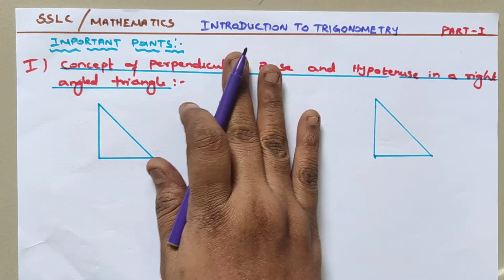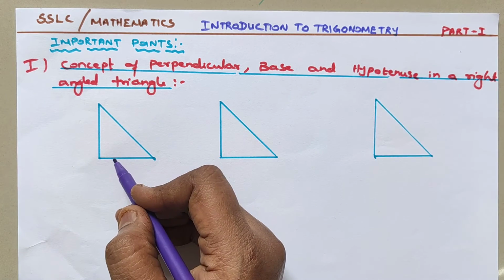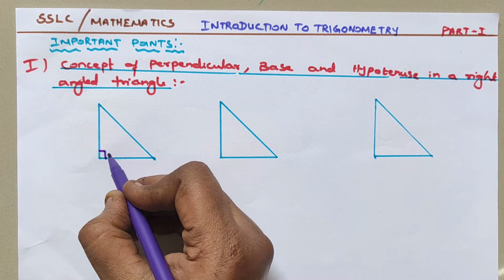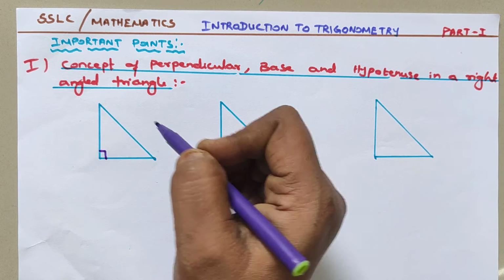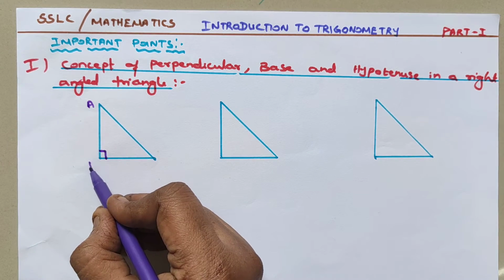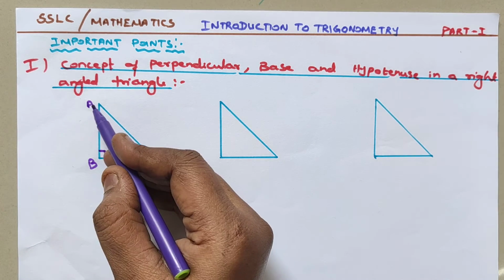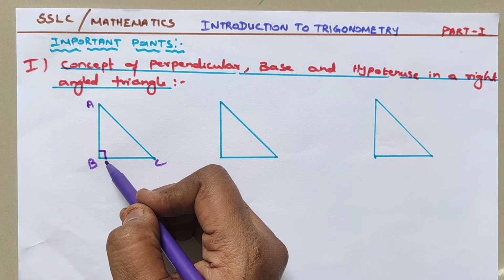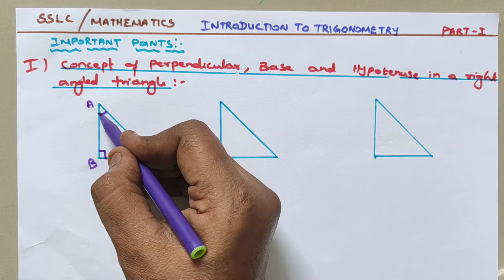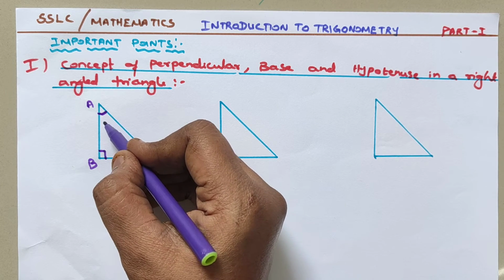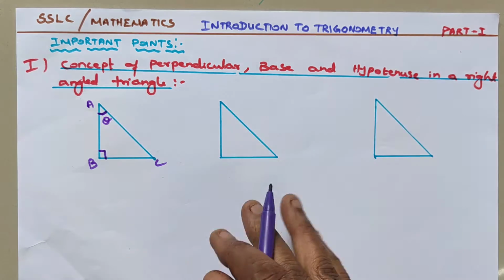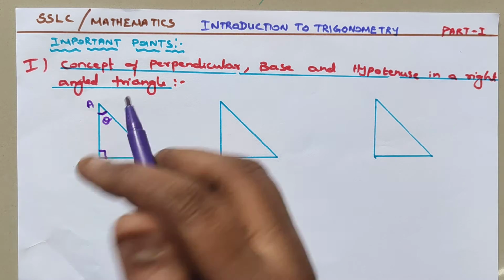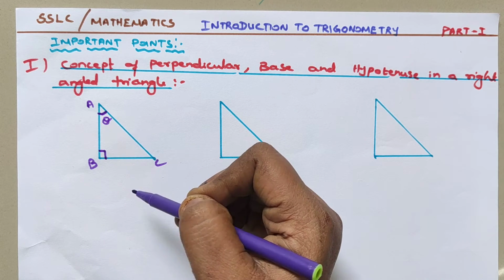For the trigonometry chapter we will always be considering the right angle triangle. Right angle triangle means one angle should be 90 degrees. Let me consider the triangle A, B and C. Triangle ABC is a right angle triangle, right angle at B. This angle A is considered as theta, that is nothing but the reference angle. Angle of reference is theta. So based on this theta, we are going to write down the formula.